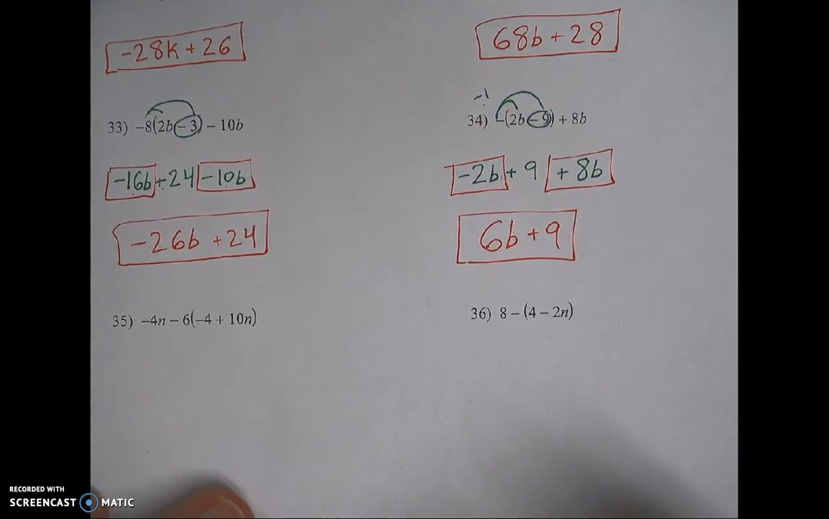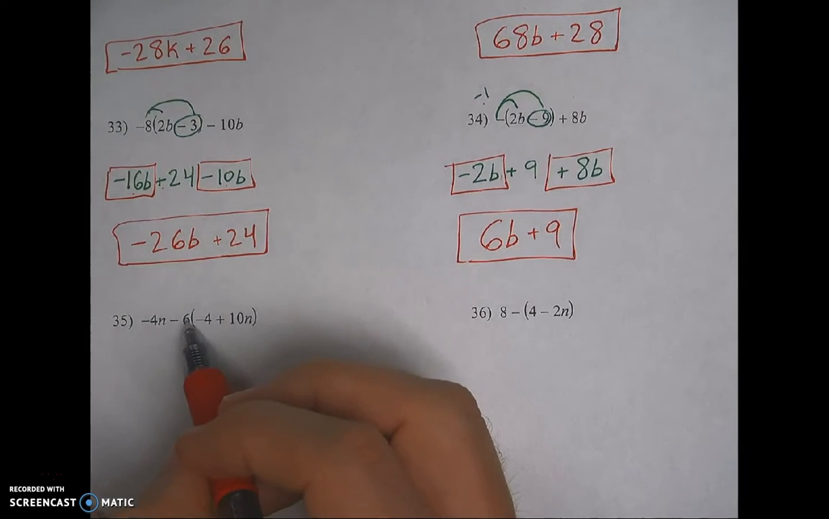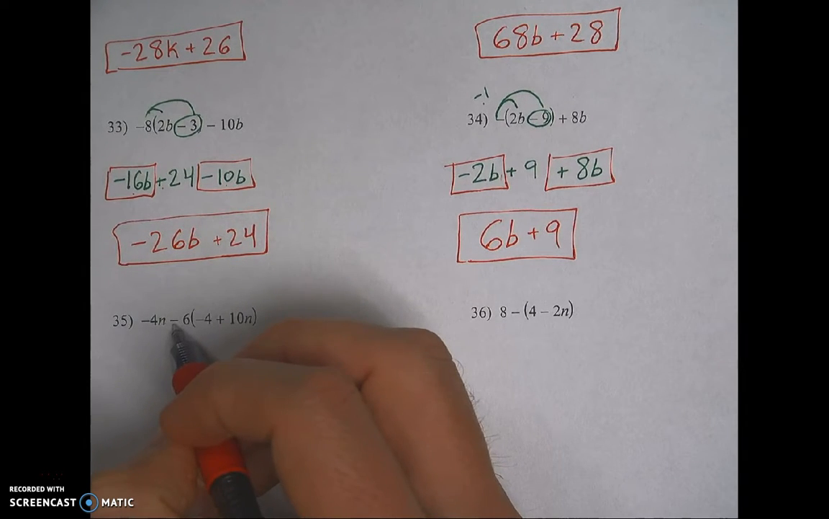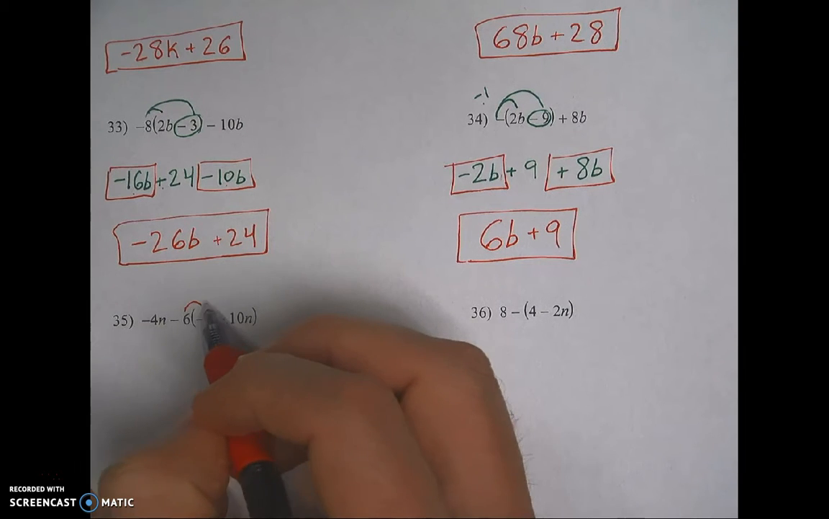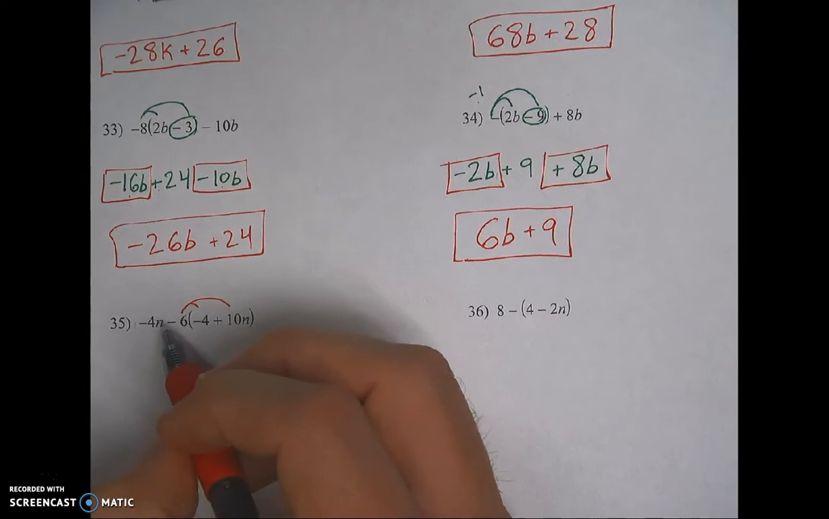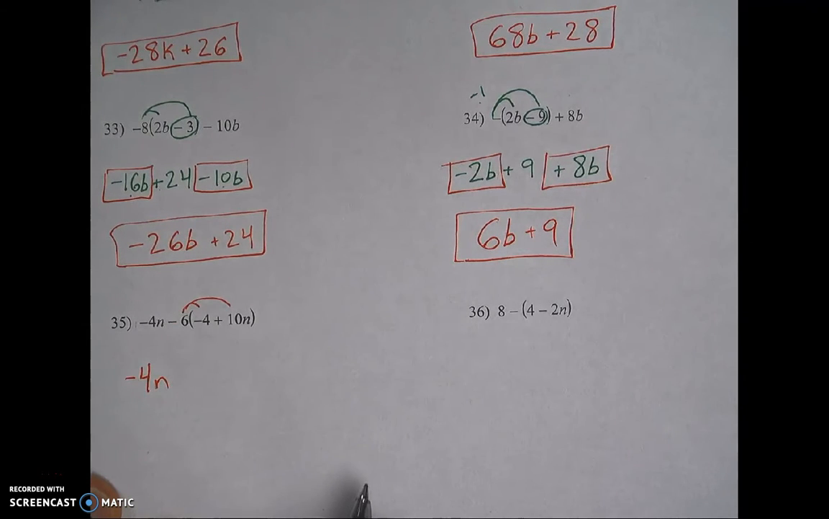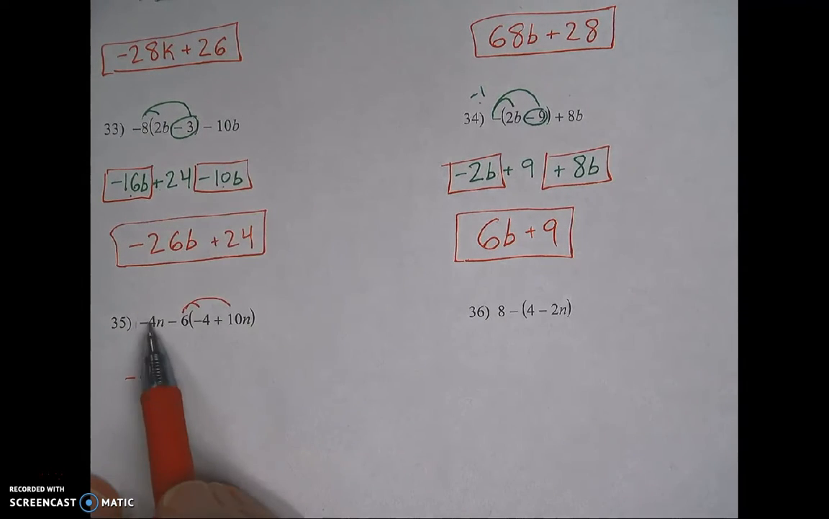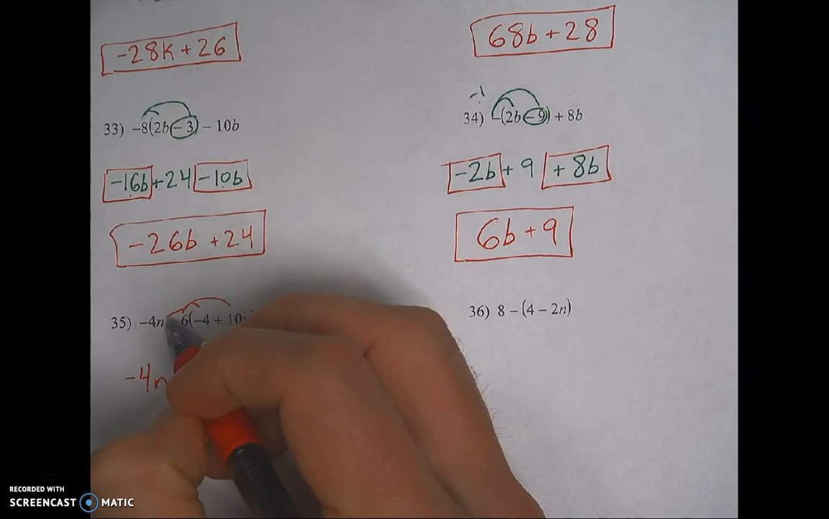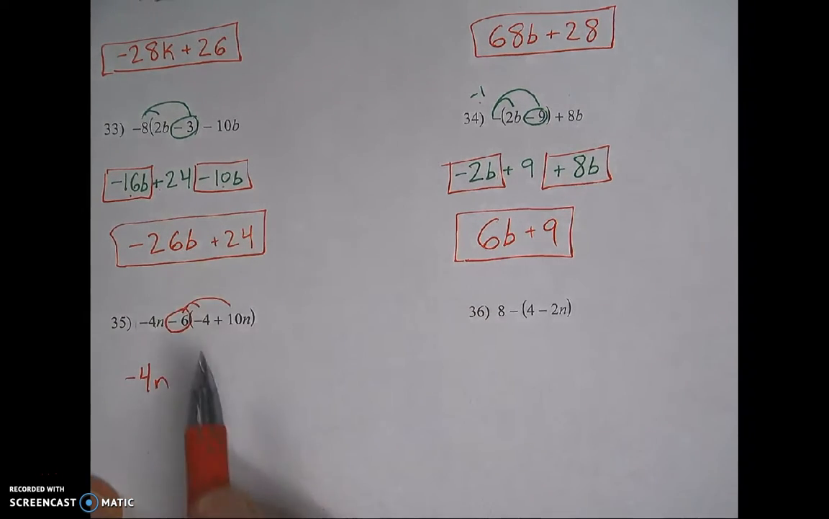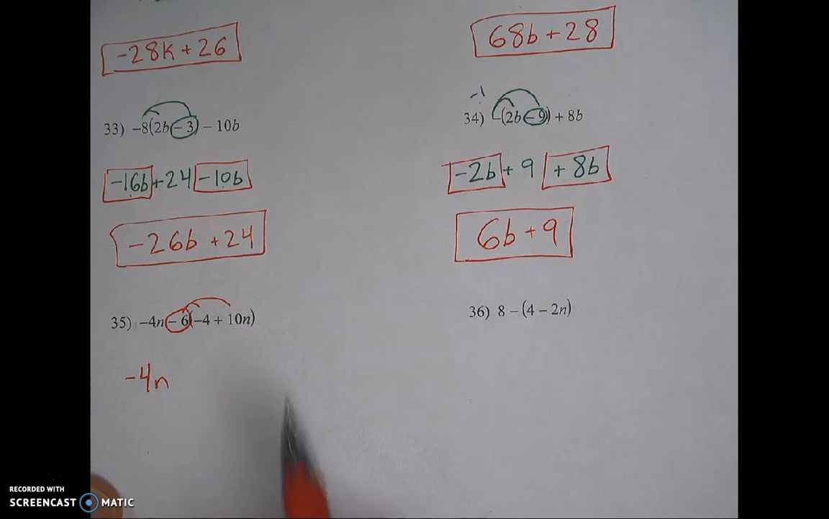So 35. Need to be careful with our negatives. This 6, it's actually a negative 6, is what is being distributed. This negative 4n is off on its own. So the negative 4n is what comes down. We've had a bunch where they're on the right side. It can be on the left side. And this minus 6 is being distributed. So we need to consider this a negative 6 when we're multiplying.